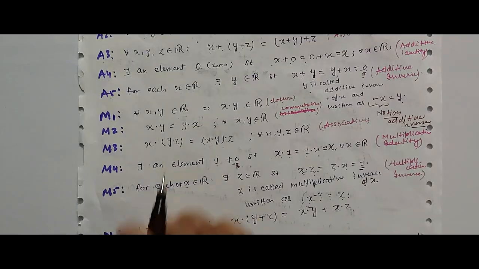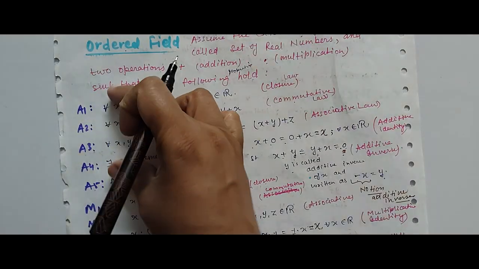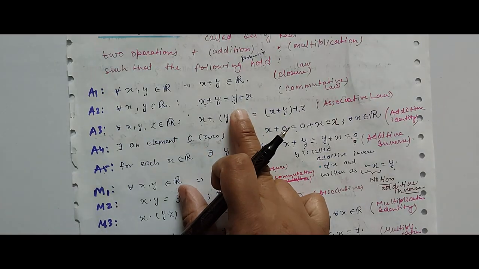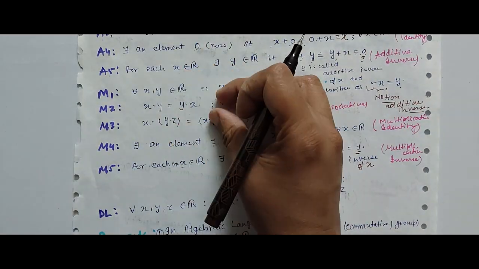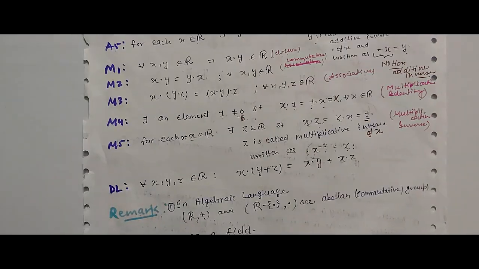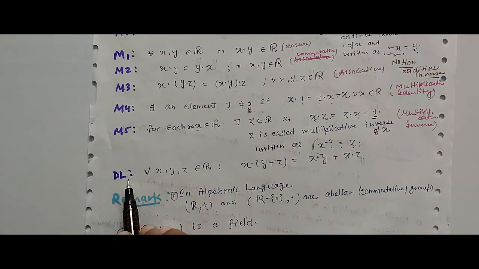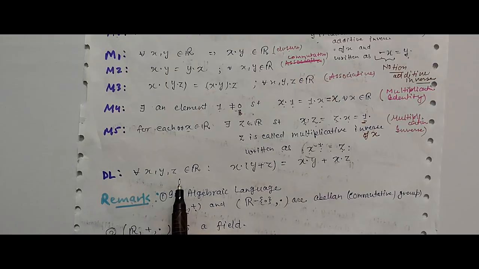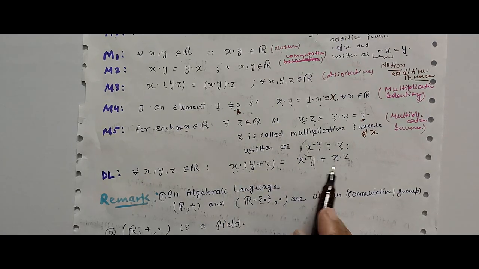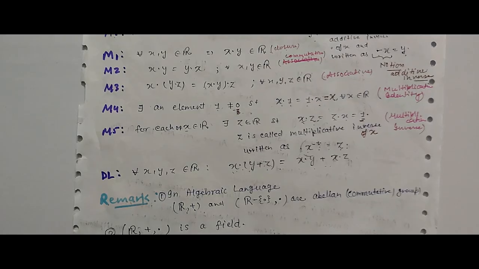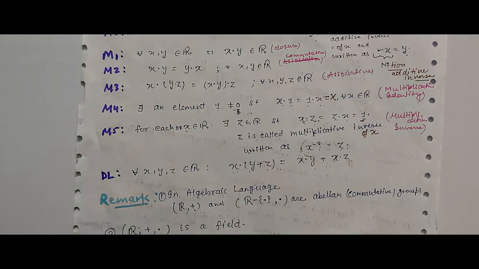Then look at these A1 to A5. These axioms are related only to the operation addition. Then these M1 to M5 axioms are only related to multiplication. Now there is another axiom which is called the distribution law. Distribution law says that for all x, y, z belonging to R, x into (y plus z) equals x into y plus x into z. Basically this distribution law combines both operations, addition and multiplication.